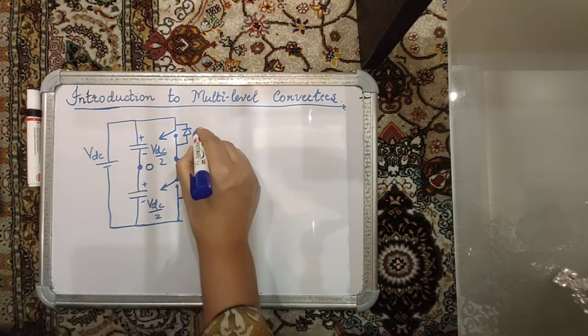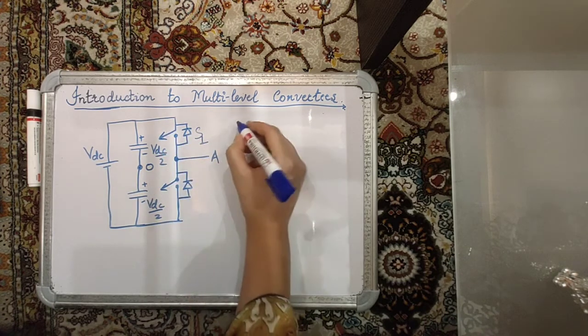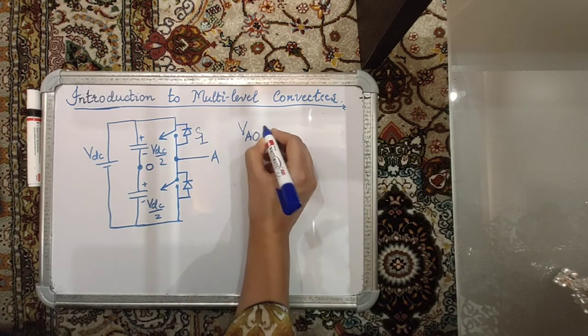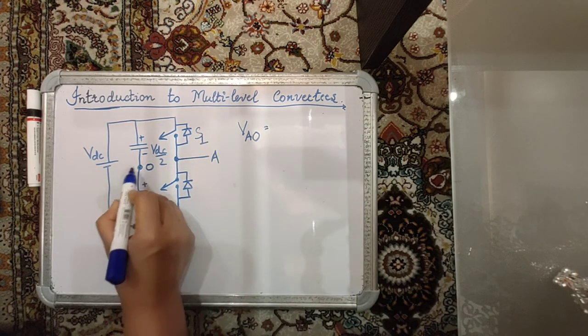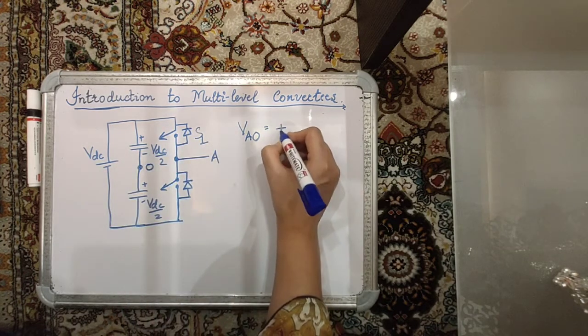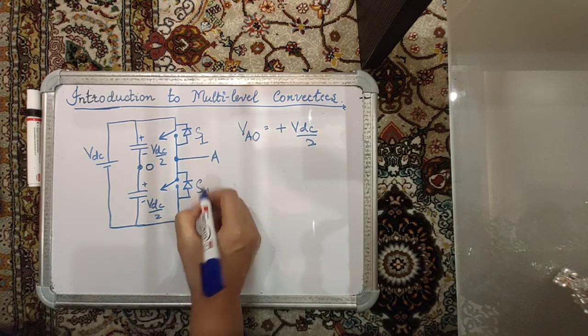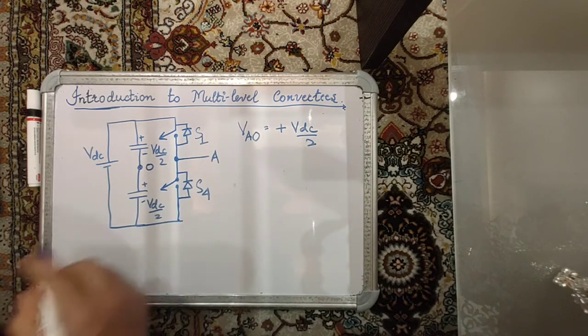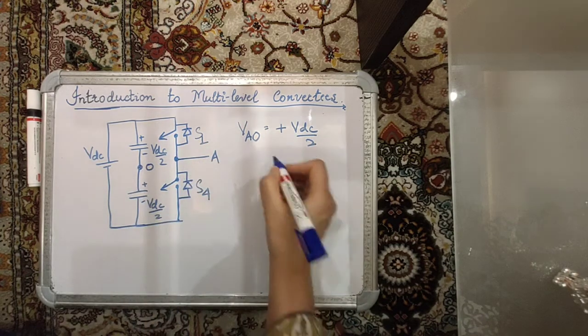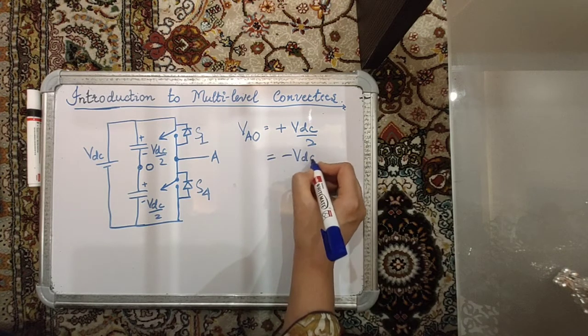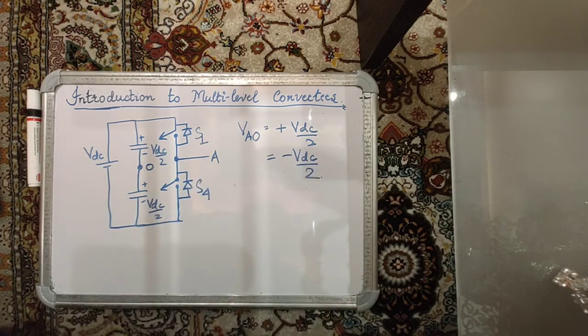And we also know that if the switch S1 is on, then the pole voltage VAO, that is the potential of this point with respect to this point, will be plus VDC by 2. Or else if S4 is on, which is a complementary switch of S1, then VAO is simply minus VDC by 2. So the pole voltage in a two-level converter can assume two values, that is plus VDC by 2 and minus VDC by 2, and therefore it is called a two-level converter.